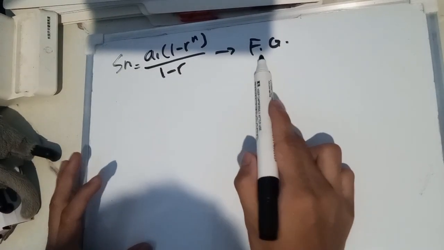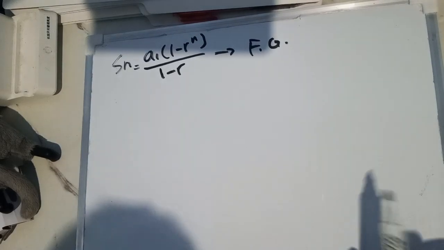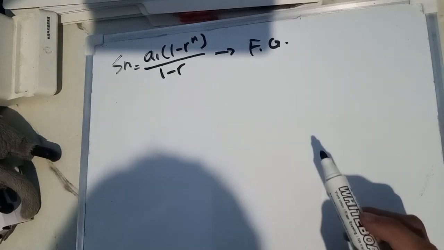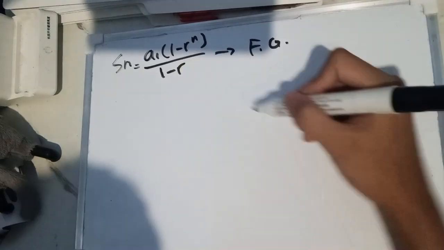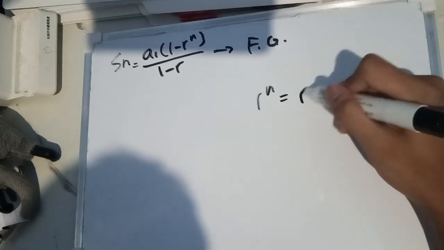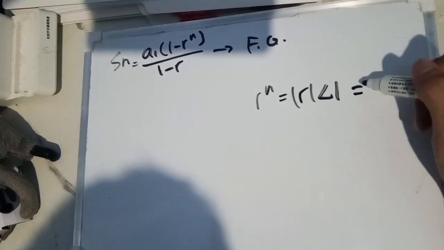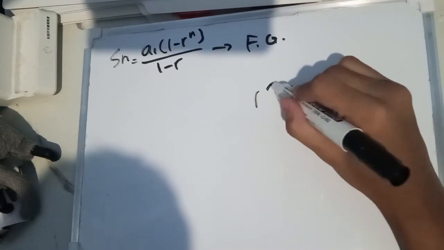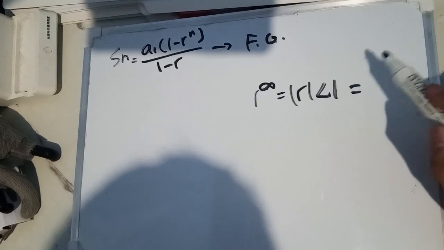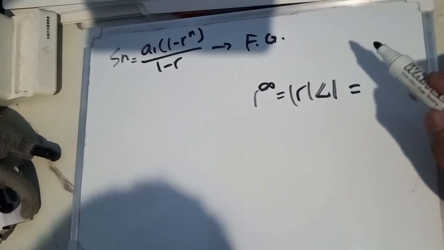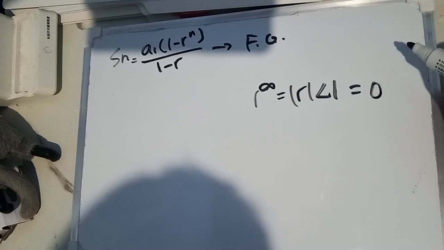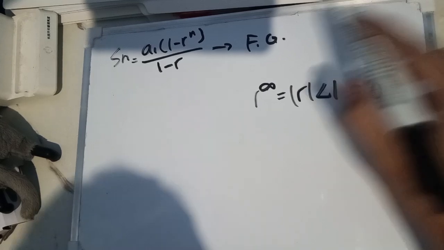Now, this is for the finite geometric series. But how do we derive the formula for infinite geometric series? We know that r to the n, if r is more than 1, goes to infinity, and if r is positive and less than 1, our r raised to infinity will become 0. So let's input this to the formula.